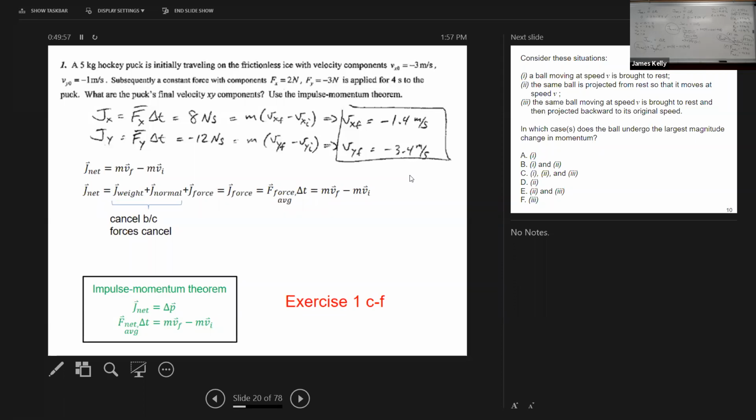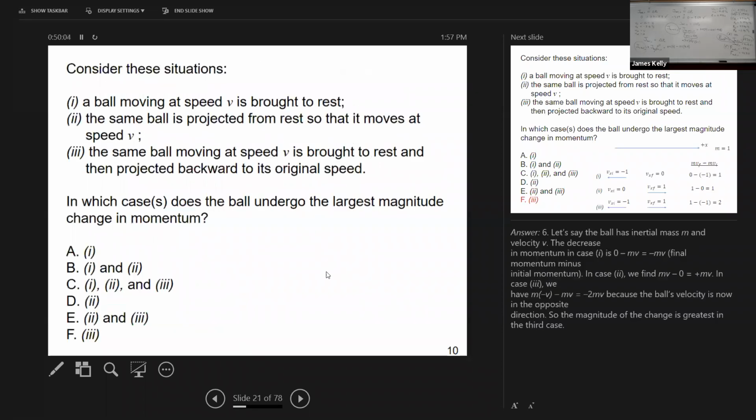Any more questions on that part? All right. So that was C through F.